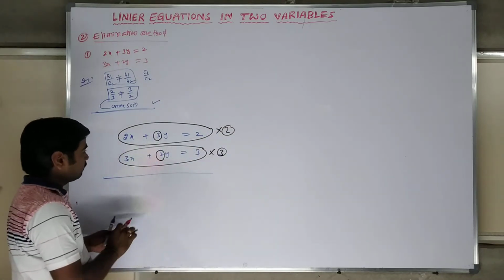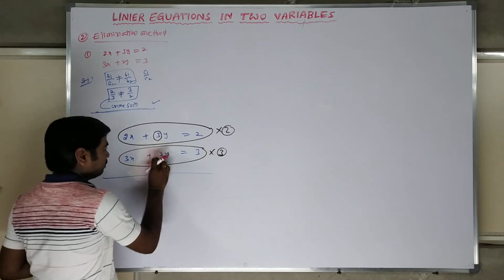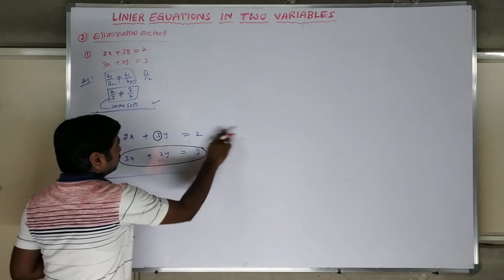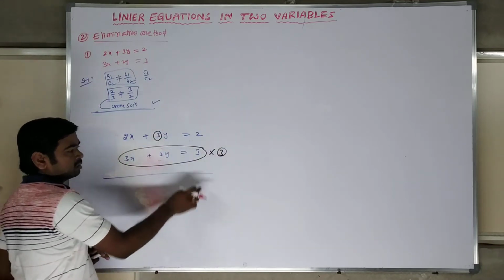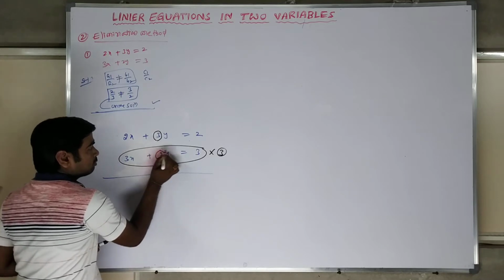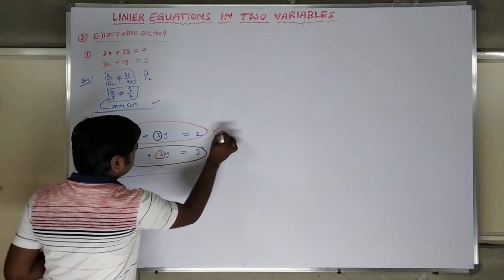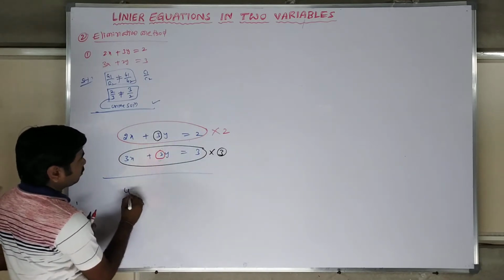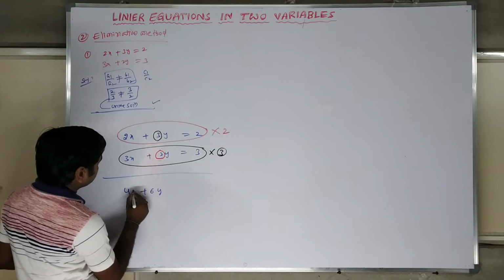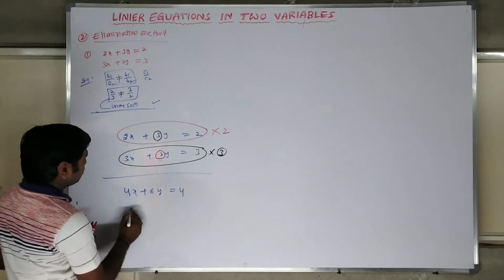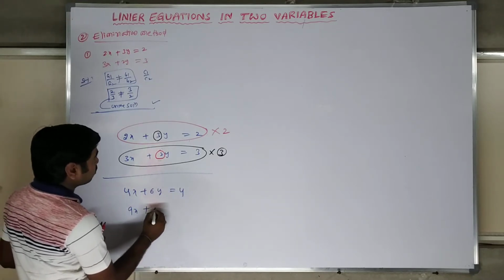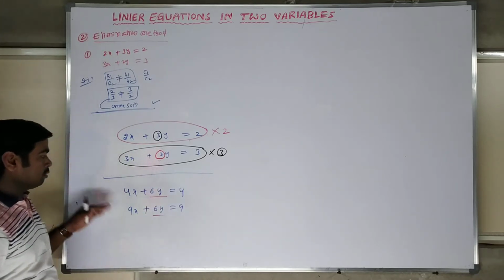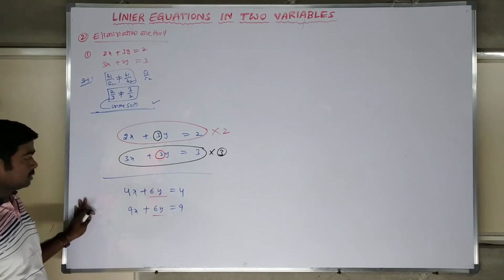For the sake of understanding, I will use a red marker for you to understand very clearly. This y coefficient you multiply with the other equation completely, with 2. Then you check the results. 2 2s are 4, 3 2s are 6, then 2 2s are 4. This is 9x plus 6y, then 9. Now we got both the same. This is case 1.